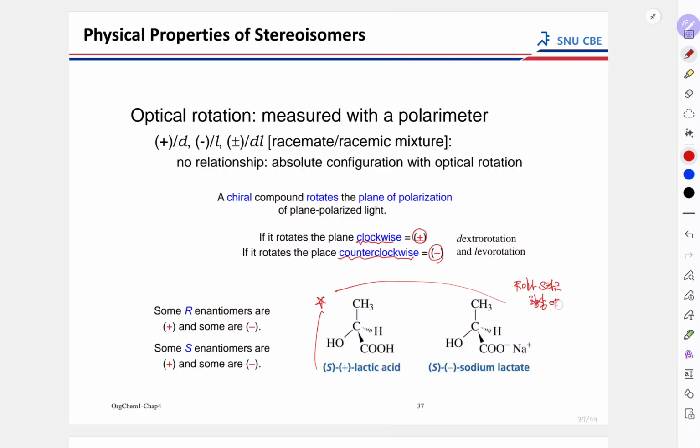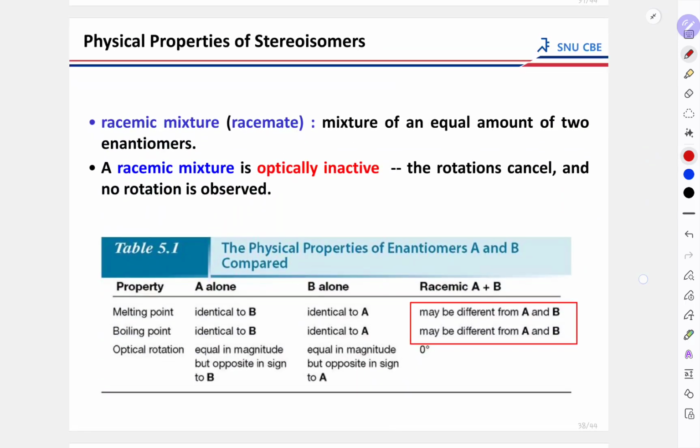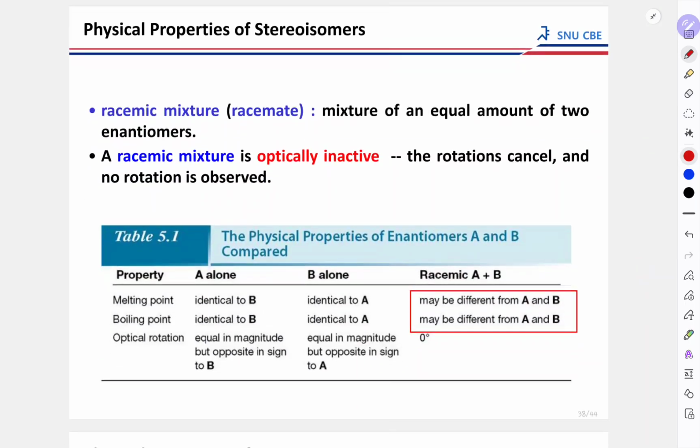We can think about the physical properties of the stereoisomers a little bit more. First, we can define the racemate mixture. A racemate, as you know, is a mixture of equal, 1-to-1 ratio of two enantiomers. In that case, you can say it's a racemate mixture, or in short, racemate. You can expect that a racemate mixture is optically inactive. The rotation gets cancelled, so the net rotation has to be 0.